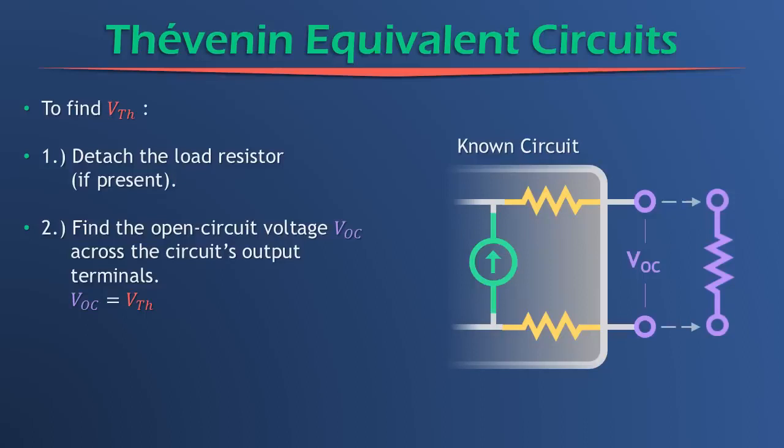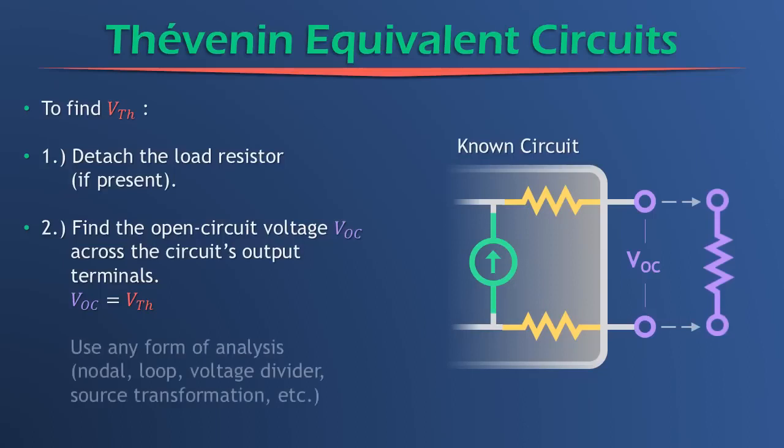Now, that process can be pretty complicated because you might have to use nodal, loop, voltage divider, source transformation, any of those processes to find VOC. But that's really all you have to do. You just have to detach the load resistor and then find what the voltage across the output terminals would be. And this includes all the sources, of course. The sources are not set equal to 0 when you're finding V Thevenin.